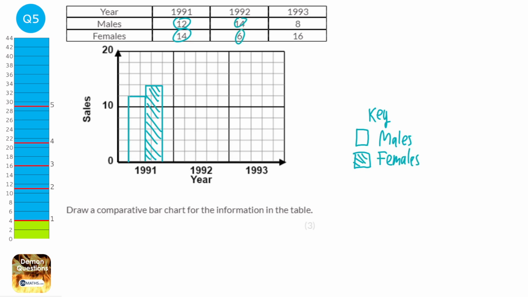So it's 14 and 6. Notice I've got gaps between the pairs. So we've got 14 and 6, which will be down here. And again, we're just going to shade in the females. And then finally, we've got 8 and 16. So 8 would be here. Then 16 will be up here, and finally obviously we're going to shade in the females.